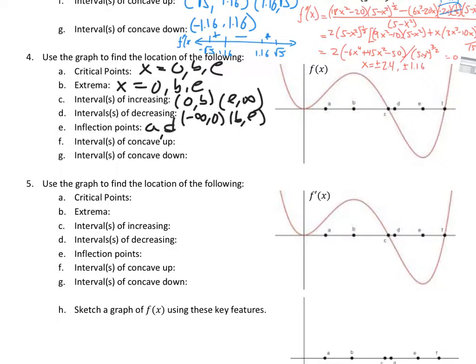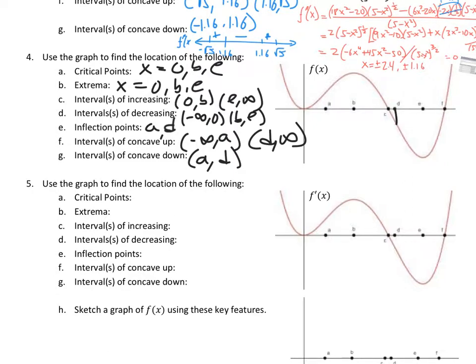All right, concave up like a cup. Well, that goes from negative infinity to A, because it's up right here, and then it's also up right here. D, we said, was our inflection point. So from D to infinity, it's also up like a cup there. Down like a frown. Well, that's from A to D. From here to there, that's concave down. And that's it. So that's just looking at the graph and understanding what those terms mean, right?